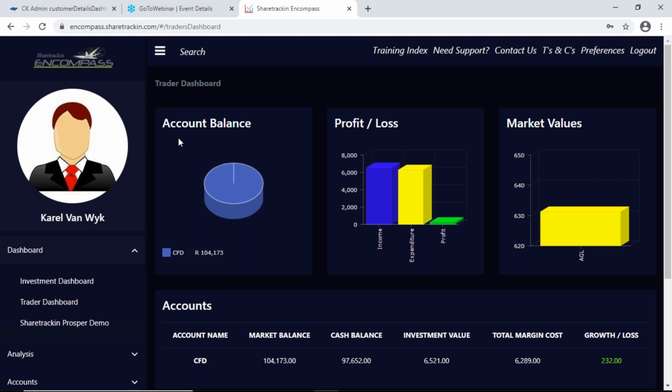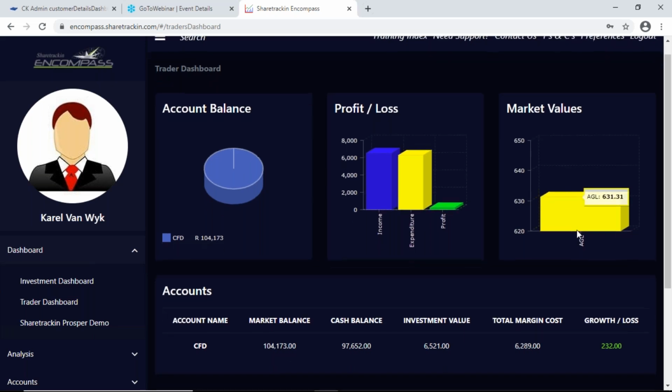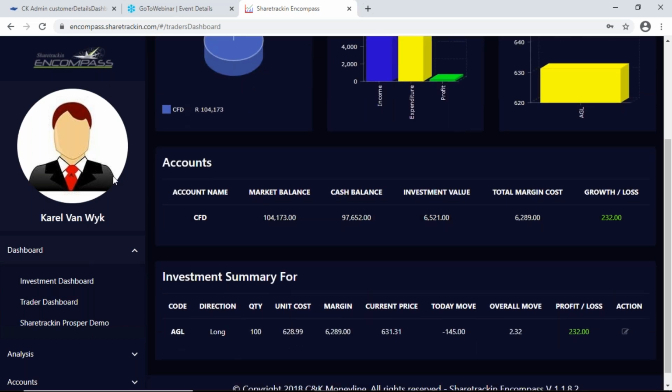Now, I have the same, I have the account balances, I have my profit and my loss. So what I gain, this is what it cost me, would give me my profit and my loss. And then the market value of the current share that's in my portfolio. Under accounts, exactly the same. You get the account name. Market balance is what the account is worth right now. Cash balance is what I have left to spend. Investment value is what I invested as my margin.